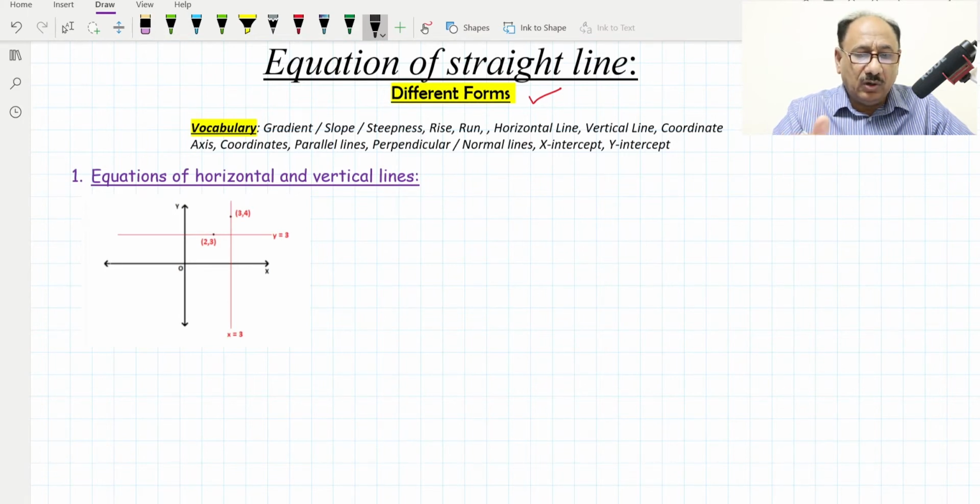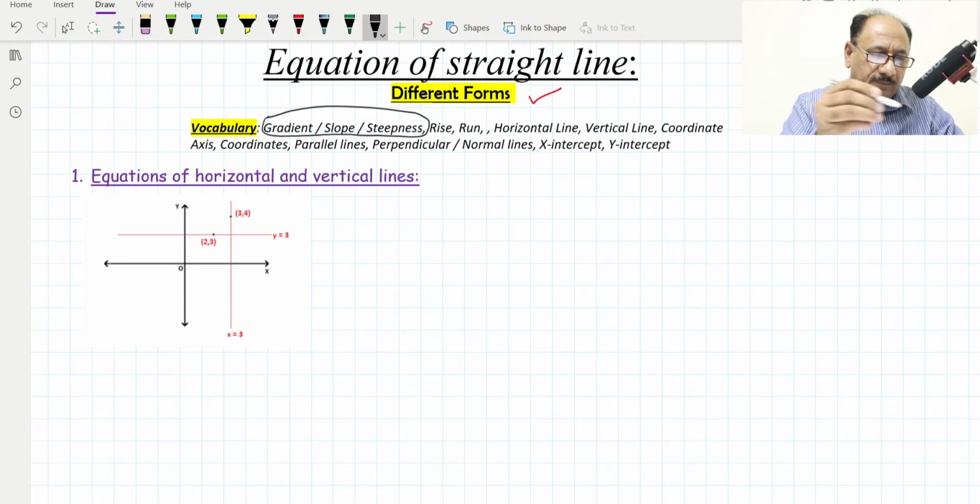So if you have higher level skills in straight line graph drawing, you will be at ease understanding the incoming videos related to quadratic graphs and, as I mentioned, linear programming and other topics as well. Before starting this topic, we'll have to go through the vocabulary, which includes the gradient. The first thing we will be covering is gradient, slope, or steepness.